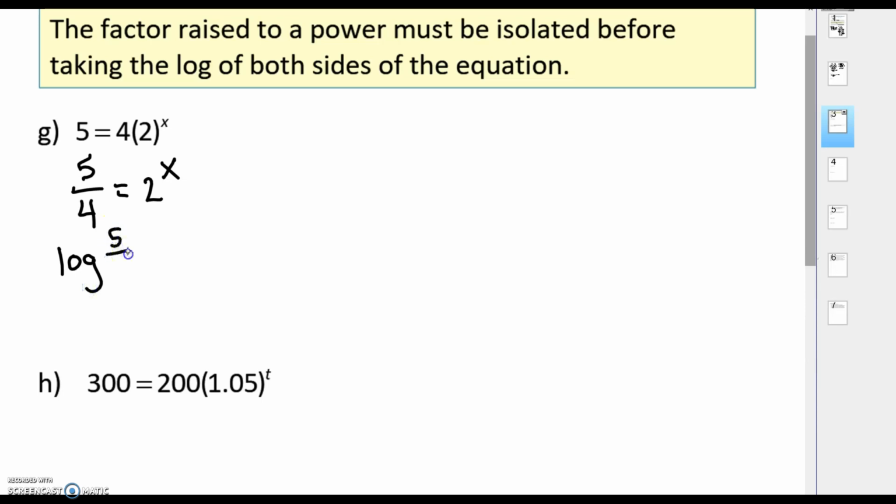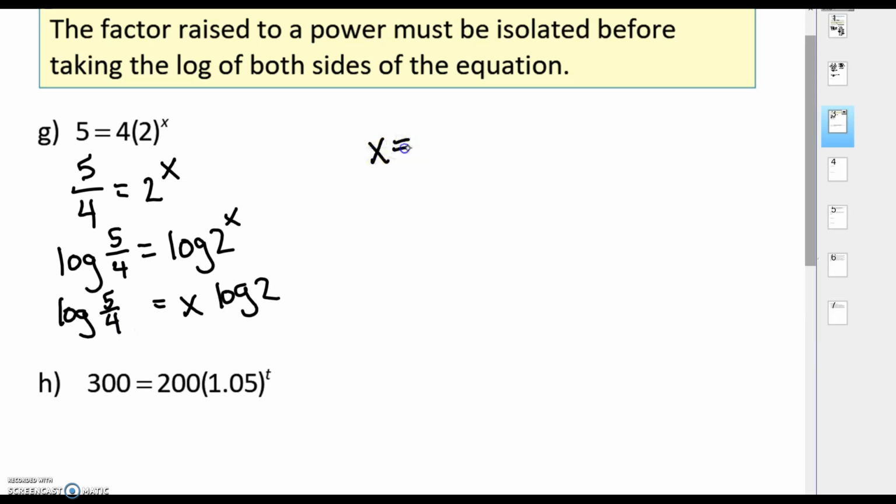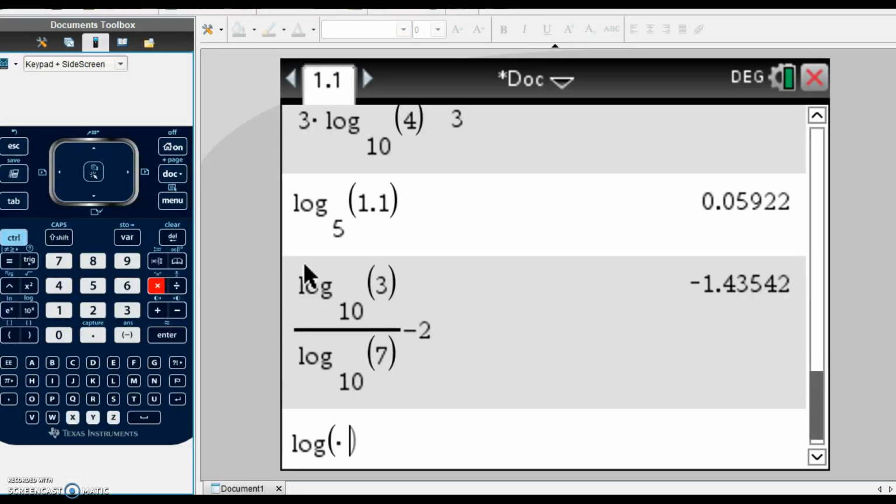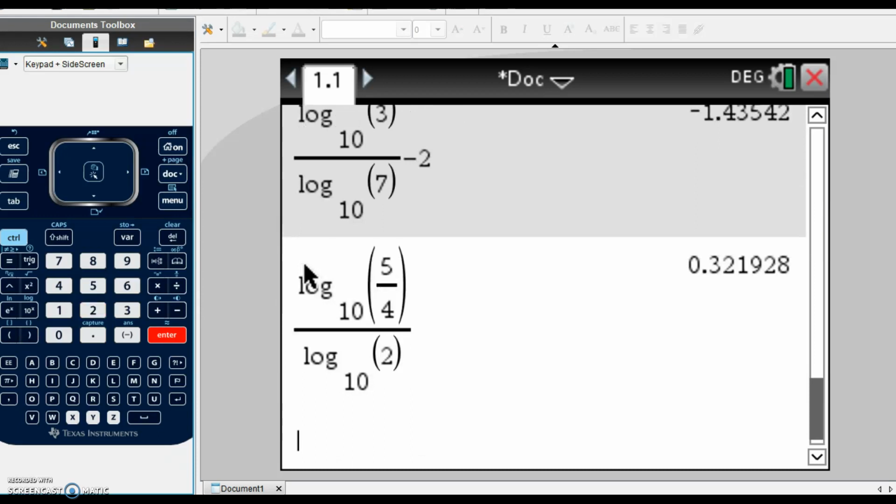So I take the log of 5/4 is equal to the log of 2 to the x. And again, the x comes down in front, log of 2. So I get the log of 5/4 equals x log of 2. So x equals the log of 5/4 divided by the log of 2. And we would plug that into the calculator to get our answer. So the log of 5/4 divided by the log of 2, which gets me 0.322.